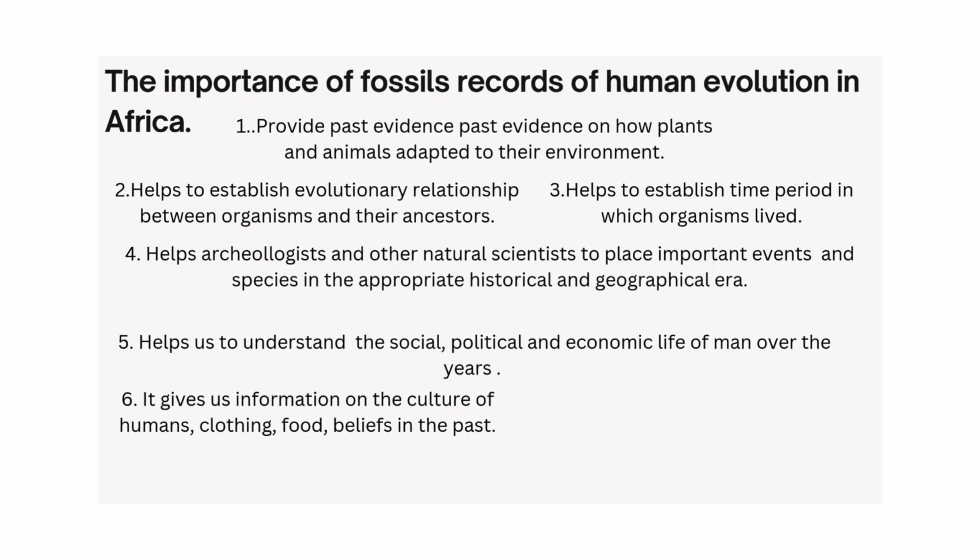Then the next one, fossil records help us to understand the social, political, and economic life of man over the years. Social, for example, did they used to meet? Was there any organization, for example, family? Did they have a leader? That is how they used to interact, was their clan and all those ones. Then political, how they used to organize themselves. Did they have a leader, or what was happening? Then their economic life, was there some form of trade? Was there some exchange of items from whoever produced them to whoever did not produce some, and vice versa?